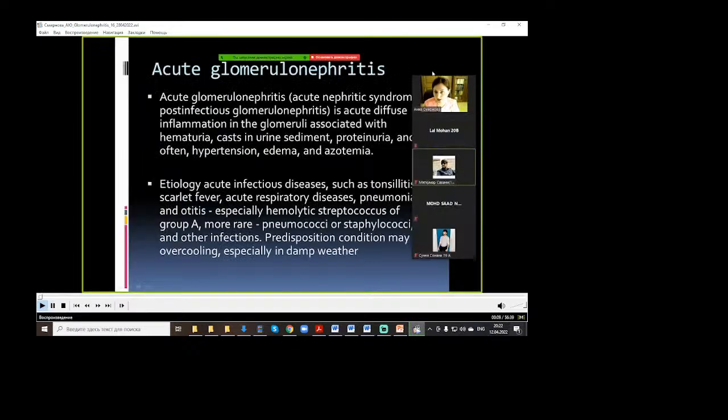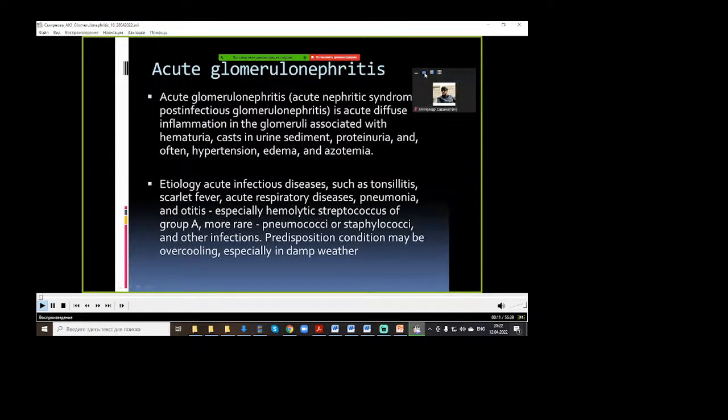The first, acute glomerulonephritis, or acute nephritic syndrome, or the synonym is also post-infectious glomerulonephritis, is acute diffuse inflammation in the glomeruli associated with hematuria. Hematuria means red blood cells in urine, casts in urine, sediment, proteinuria, and often hypertension, edema, and azotemia.